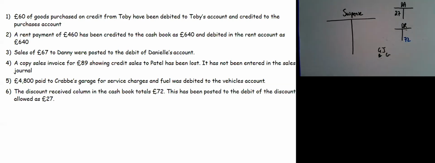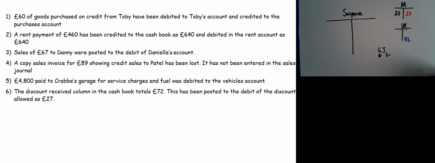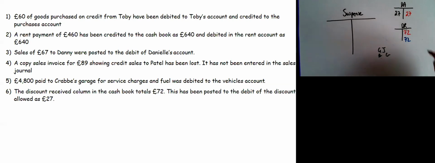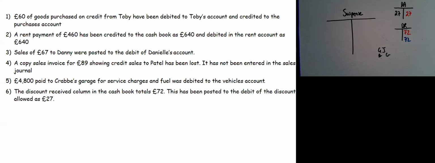Okay, well, to fix that, we're going to have to get rid of the 27 there, and then we're going to have to put in the £72 there. And can you see there's been no debit entry, so we definitely need a suspense account this time. So suspense is going to be the debit. We have the discount allowed, which is credited 27, discount received, credited 72, suspense has to equal that, so that's 99. Okay, so in our suspense account, we're going to debit it.